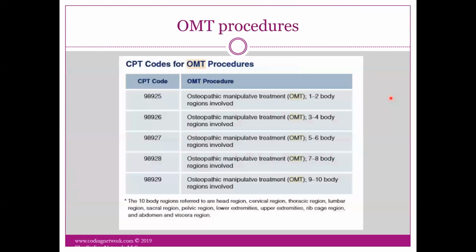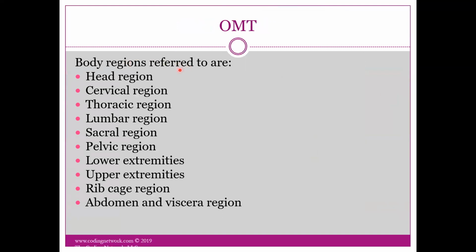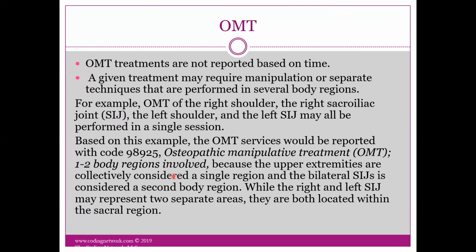Let's talk about the OMT procedures. Of course, you're familiar with these OMT procedures. These are the typical codes that you use. Just keeping in mind, it's based on body regions, anywhere from 1 to 2 to 3 to 4, etc. And of course, these are the examples of the body regions that they're referring to. Keeping in mind, lower extremities is one body region. Upper extremities is one body region. So as an example, if this patient came in and you were doing treatments on the right shoulder and the right SI joint, and then the left shoulder and the left SI joint, this is no more than 2 body regions.